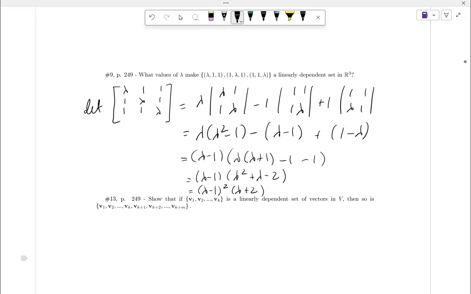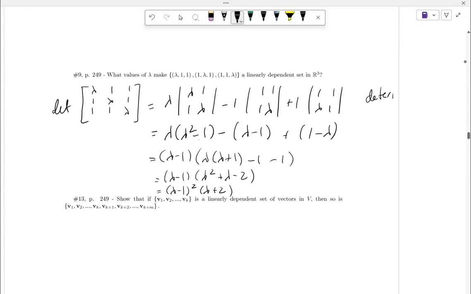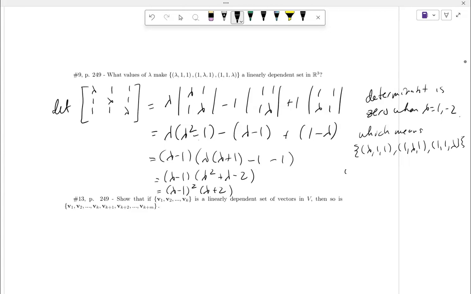So this determinant is 0 when lambda is 1 or negative 2, which means the set lambda, 1, 1; 1, lambda, 1; 1, 1, lambda is linearly dependent when lambda is 1 or negative 2.